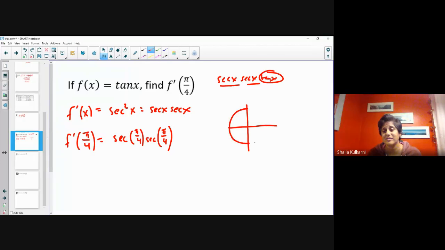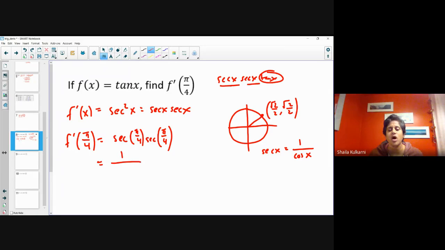All right. So what is pi over 4? The coordinates right there are root 2 over 2 and root 2 over 2. Reminder that secant x is the same thing as 1 over cosine x. So the secant of pi over 4 is the same as 1 over the cosine of pi over 4, which is this value right here. So root 2 over 2 times 1 over root 2 over 2, or you could just write it as 1 over root 2 over 2, put parentheses around it and square it because of this term right here.